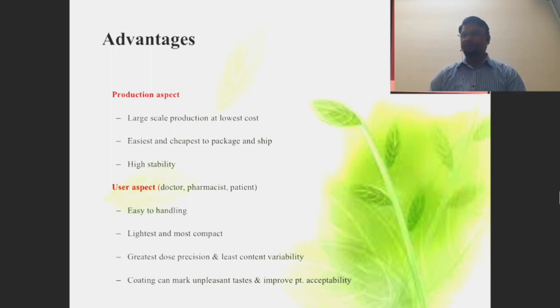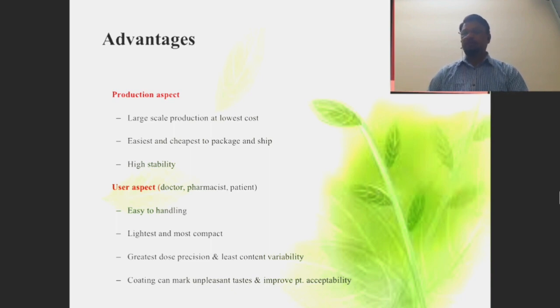What are the advantages? Basically, large scale manufacturing can be done at the lowest cost, so it is a bit cheap. Packaging is easy, shipping is easy, and stability is more. So this is a main advantage of the tablet. Okay, it is also easy to handle. Whenever we take a syrup bottle, compared to that the tablet will be easier to handle than the syrup in traveling and all.